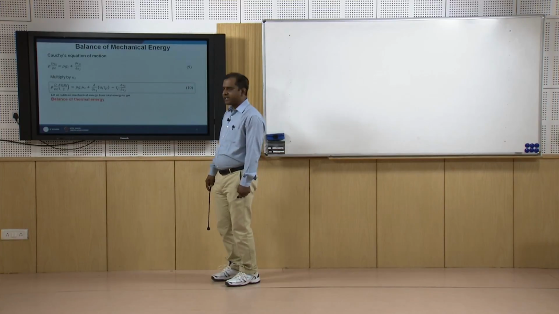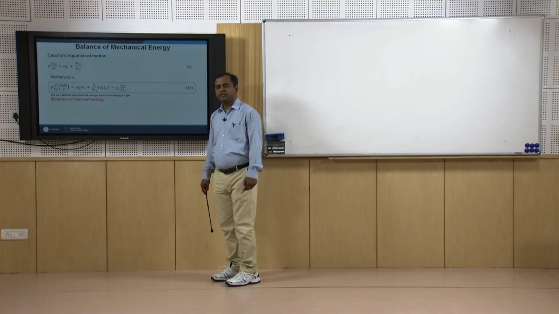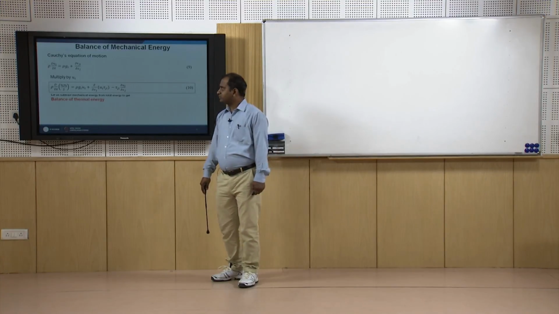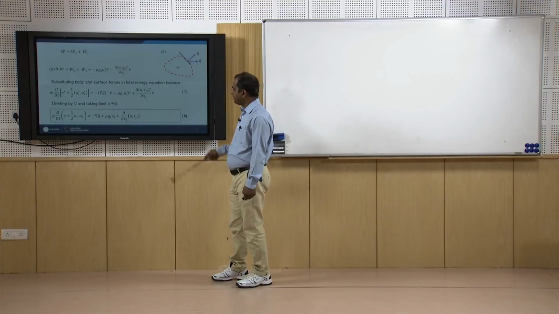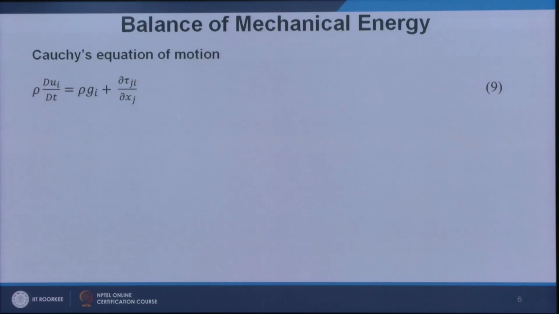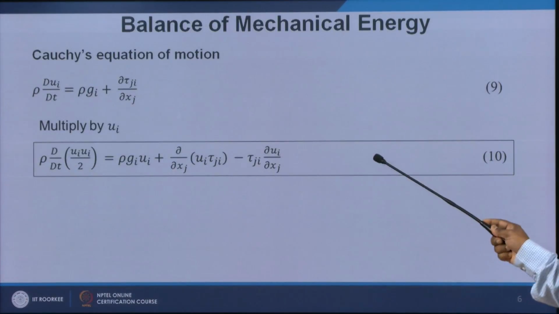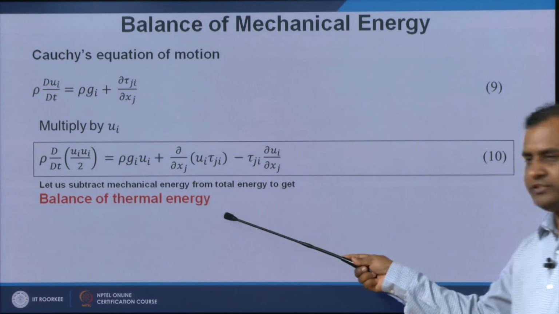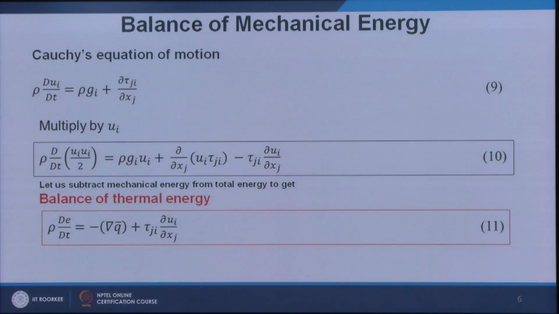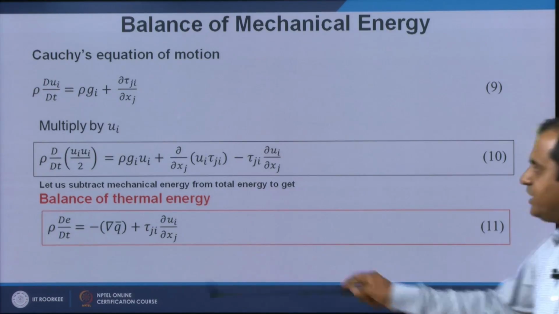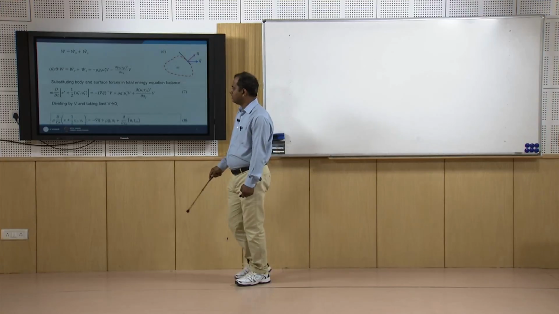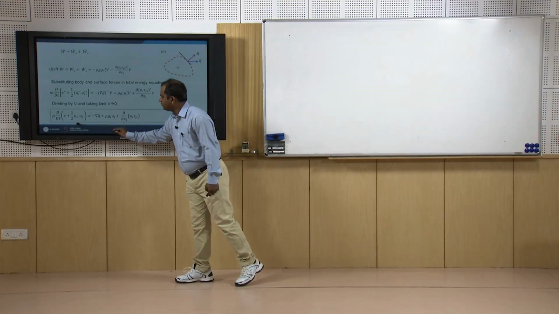Now, if we subtract this mechanical energy balance equation from the previous total energy balance equation, then we will be finding out our balance of thermal energy. After subtraction you will be finding out some terms will be dropping out from both the sides, especially this term will be equivalent to your previous this term. So, these will be cancelling out.